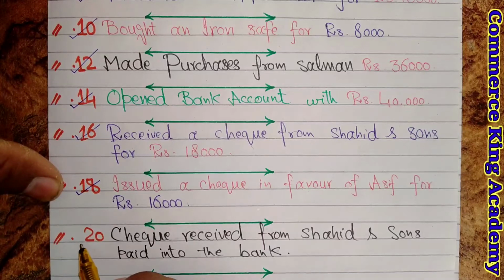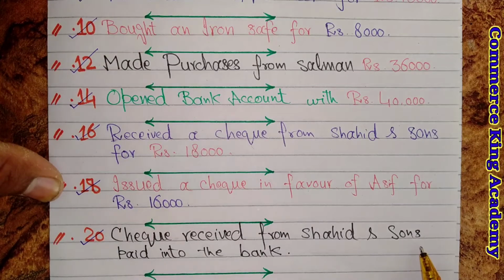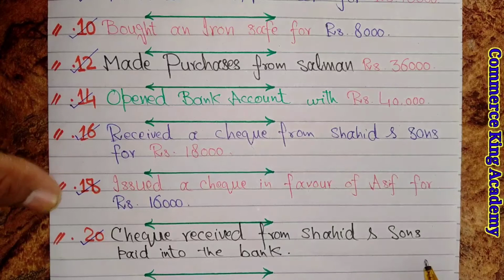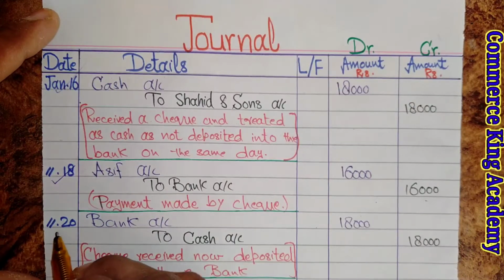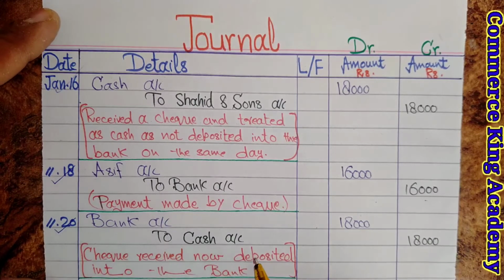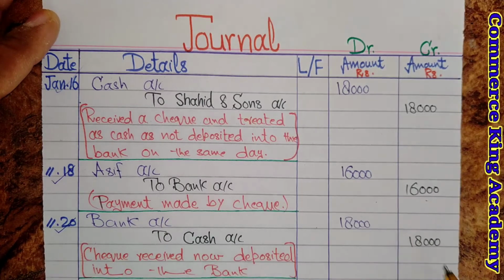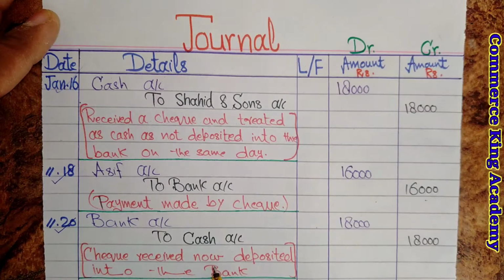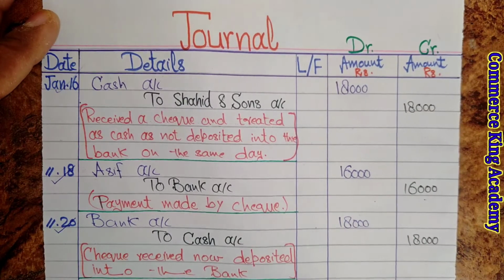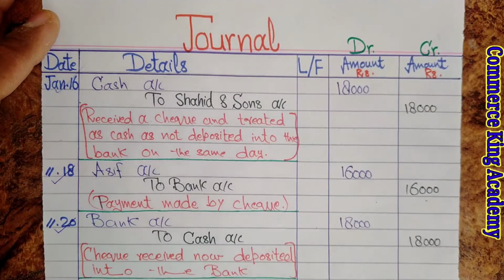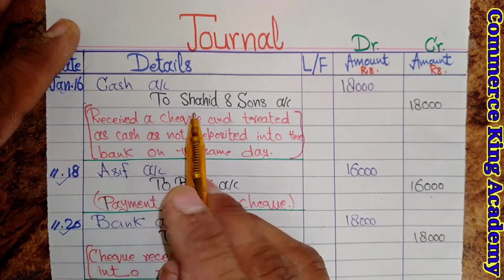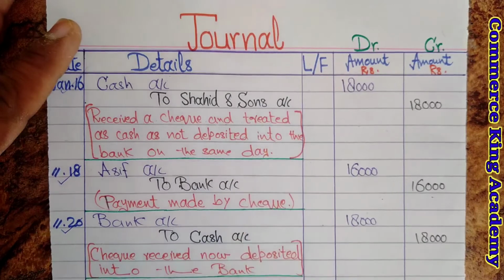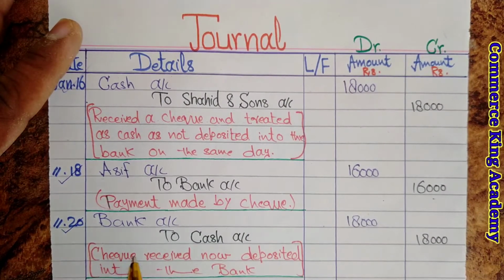On Jan 20th, check received from Shahid and Sons. Do you remember this transaction? Okay. And paid into the bank. Simple as that. It's the journal entry of this transaction, which is Jan 20th, bank account debit to cash account credit 18,000 and 18,000. With details, check received, now deposit into the bank. This is the check which we have treated in last date as a cash, which was received from Shahid and Sons. Okay. So now entered into the bank.